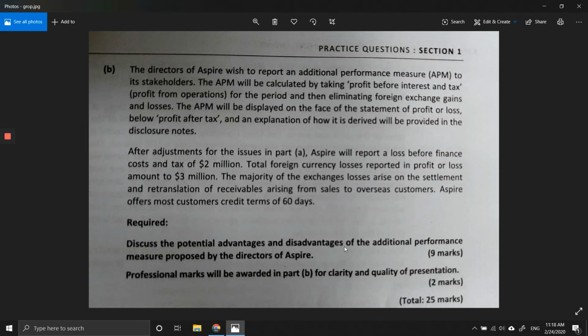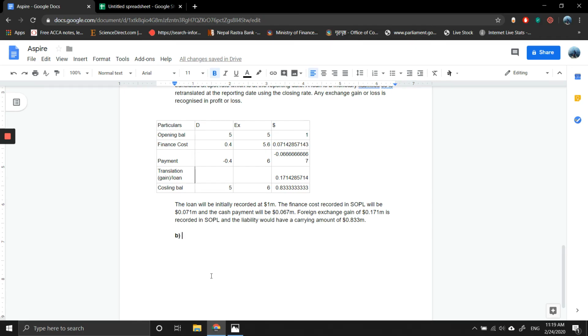Discuss the potential advantages and disadvantages of APMs proposed by directors of Aspire. Professional marks will be awarded for clarity and quality. Okay, so APMs, right? APM advantages, disadvantages. How will it be misleading? So we'll talk about that as well.